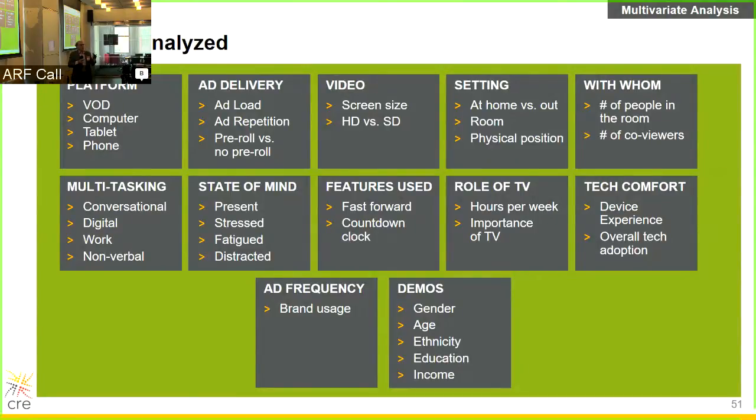So the CRE is a bunch of working research professionals who come up with all these possibilities. Hub brought us some. Laura has worked with the CRE. She knows what it is. They come in with something and then the members have their own pieces of it. So we looked at platform variables, ad delivery variables, video setting, with whom they watched, tech comfort, how tech savvy they were, role of the TV in terms of how much they watch, how important, features, state of mind, sort of moods and emotions, which we're looking more and more at generally these days. Multitasking, and I'll have some multitasking to show. Frequency of ad frequency, whether people are users of the brand or not, and then various demos.